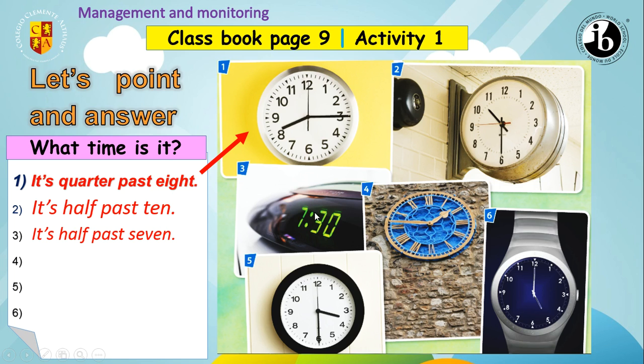What time is it? Or what's the time? It's 1:45. It's 1:45. Very good. Next, number 5. What time is it? Or what's the time? It's 4:30 or 3, I'm sorry. It's 3:30. Yes, it's 3:30. Okay, 3. It's 3:30. Very good.